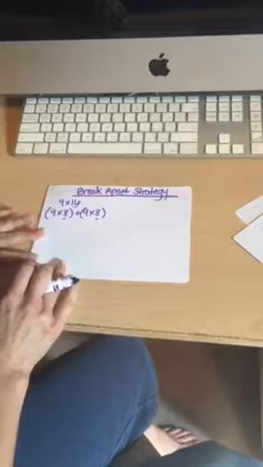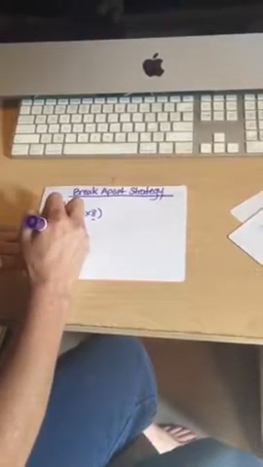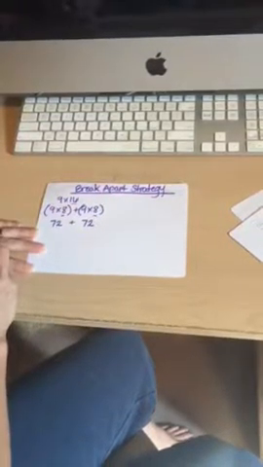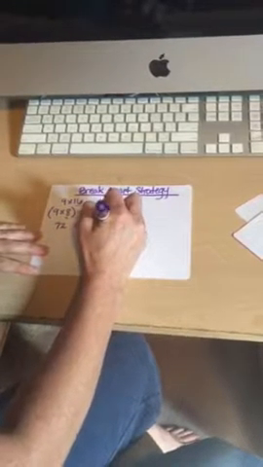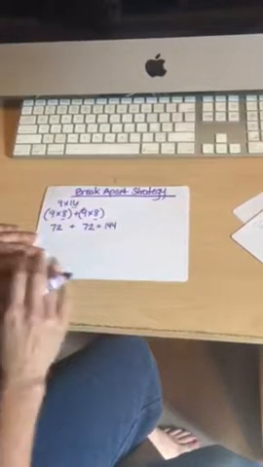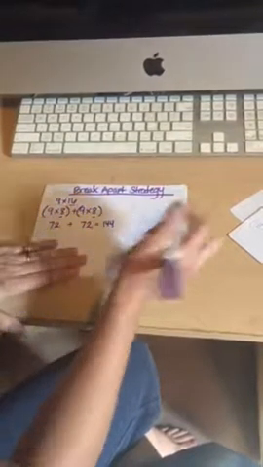Now it's easier for me to solve, and I know that 9 times 8 is 72, and again 9 times 8 is 72. So then I can just add those numbers together to get 144. Okay. On another problem, I'll do one more example.